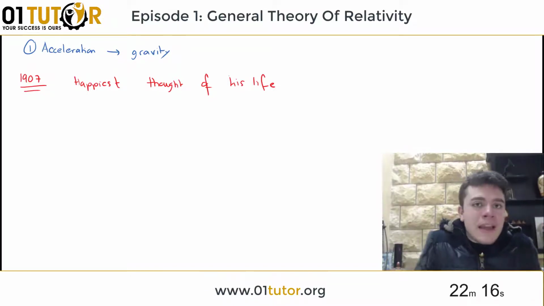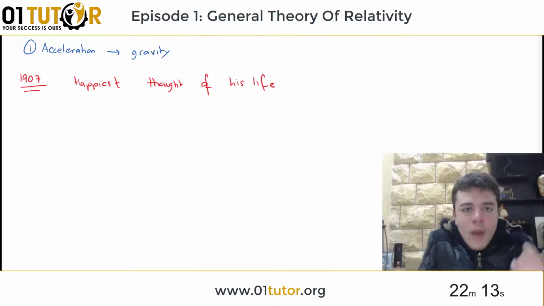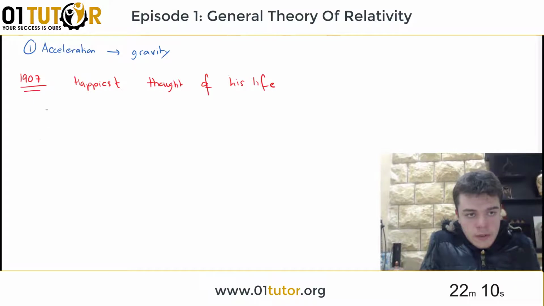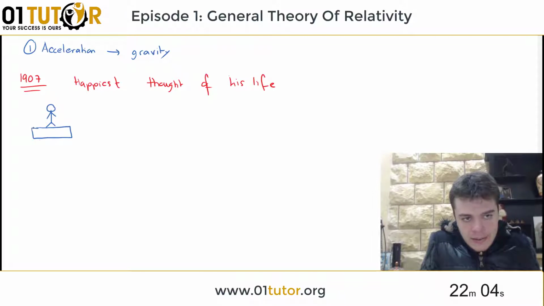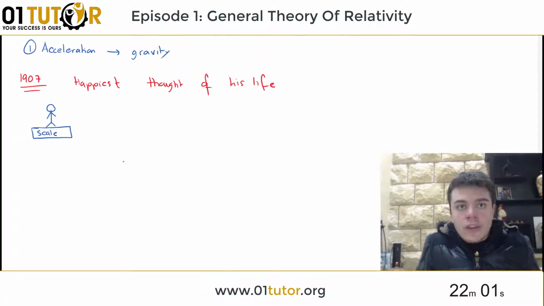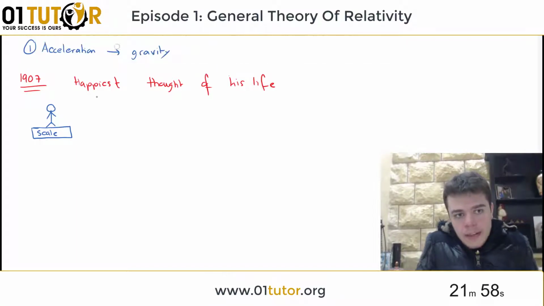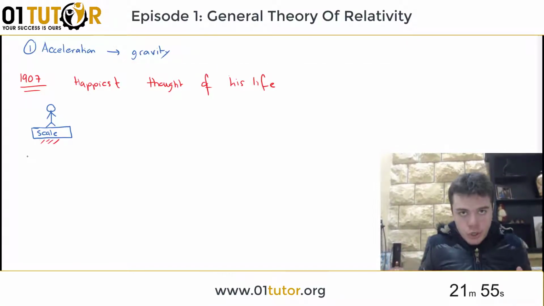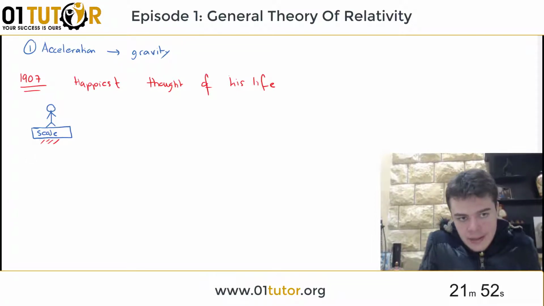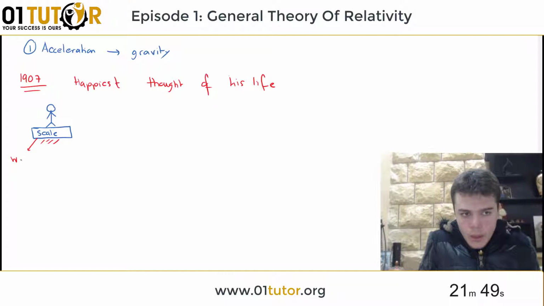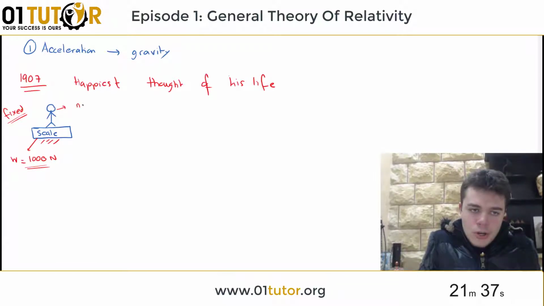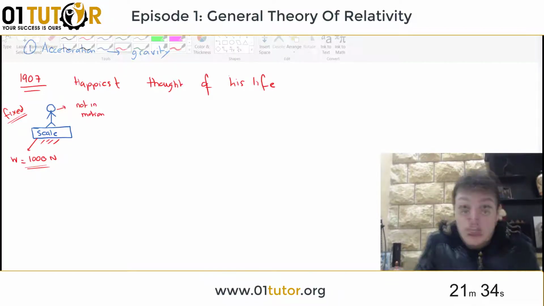In other words, let me explain this in a more understandable way. Suppose the painter is this man in here, right? And he is standing on a scale that measures his weight. When the scale is fixed and the painter is not in motion, the scale is going to read a certain weight. Let's say 1,000 newtons. So this in here is fixed, and the painter is not in motion.